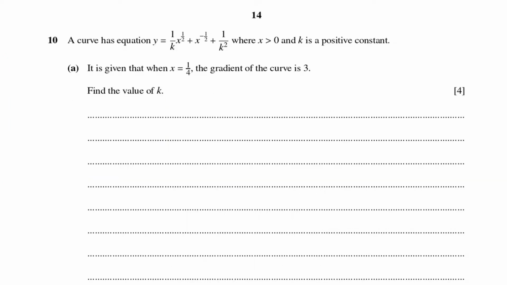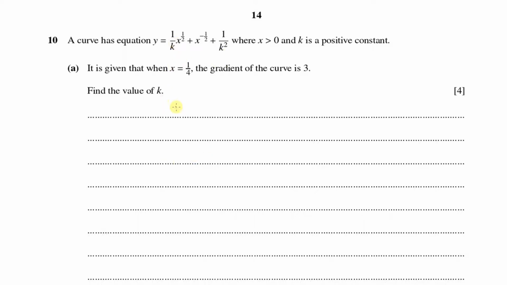Question number 10. A curve has equation y is equal to 1 over k x to the power of a half plus x to the power of minus a half plus 1 over k squared, where x is greater than 0 and k is a positive constant. So on A, it is given that when x is equal to a quarter, the gradient of the curve is 3. Find the value of k.